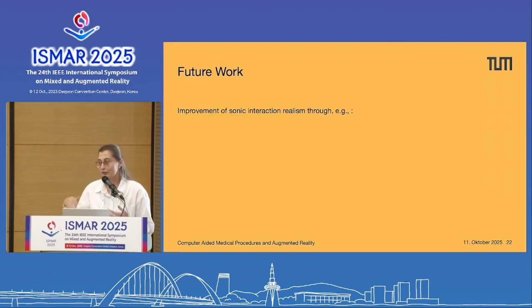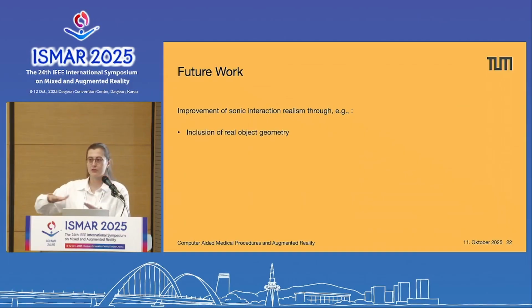So future work could, for example, improve the realism on top of what we've presented, to make it even more realistic, by including the real object geometry. For now, we assumed everything was a plate. But of course, a small bell, for example, if I hit it, will be higher frequency than if I hit a really big bell. So object geometry, of course, would matter.